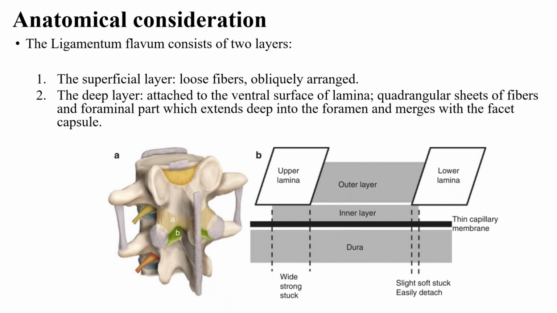So this thing we have to understand, and we have to drill the upper lamina till the point we see the attachment of the deeper layer, and then we should start the flavectomy. We will see this thing in our operative video.